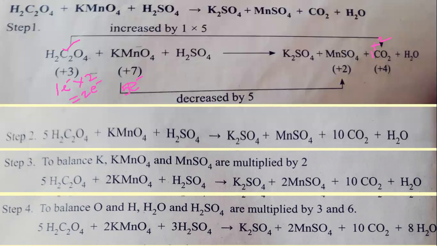If you count for the oxygen, so first comes 5 into 4, 20 oxygen. 4 into 2, 8 oxygen. So totally 28, plus 3 into 4, 12. So 28 plus 12, we get 40 oxygen in the reactant side. In the product side also you see 4 plus 4 into 2, 8 oxygen, 10 into 2, 20, 8 into 1, 8. So on adding we get 40 oxygen. So both the side oxygen also gets balanced, right?